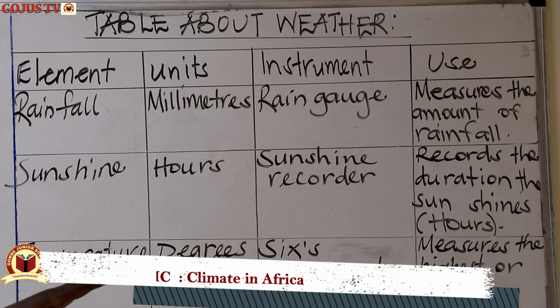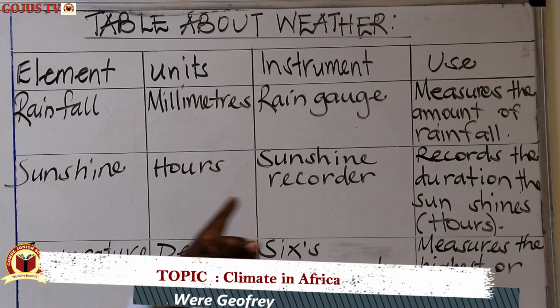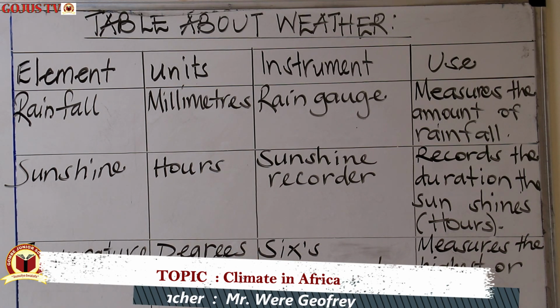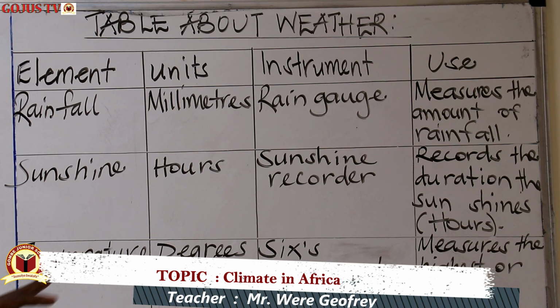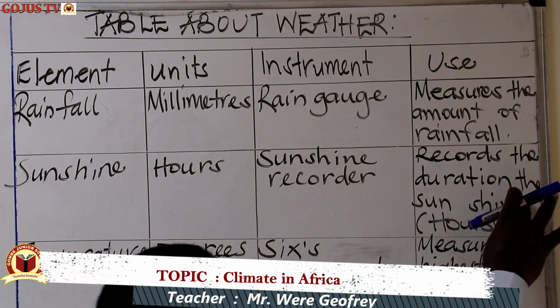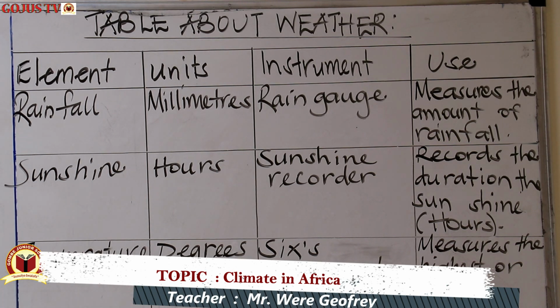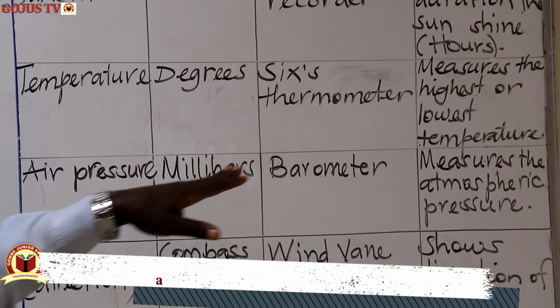The instrument used is a rain gauge, and take note of all the parts of the rain gauge. Its use: the rain gauge measures the amount of rainfall. Let us look at sunshine. Sunshine is measured in hours, and the instrument used is the sunshine recorder. The sunshine recorder records the duration of the sunshine, the time in hours. Temperature is measured in degrees, and the instrument used is the thermometer.